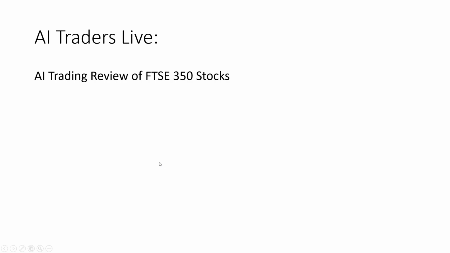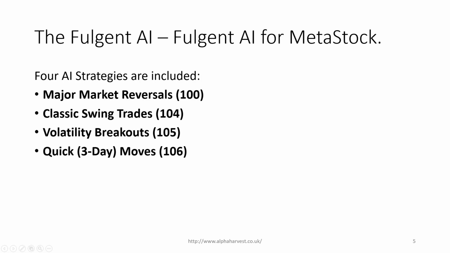Today we're going to look at the FTSE350 and run the AI software through the FTSE350 index constituents. We're going to apply 4 different artificial intelligence trading strategies: major market reversals, classic swing trades, volatility breakouts, and quick 3-day moves. We use the Fulgent AI, which runs on the Metastock platform.